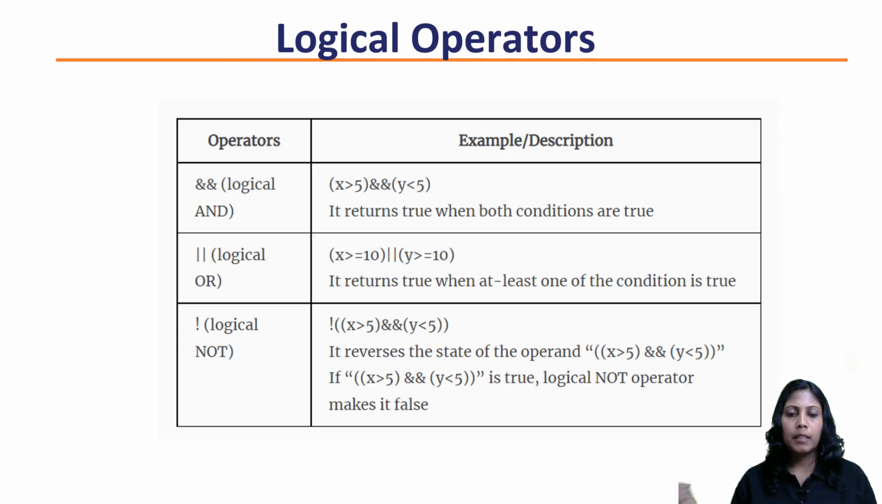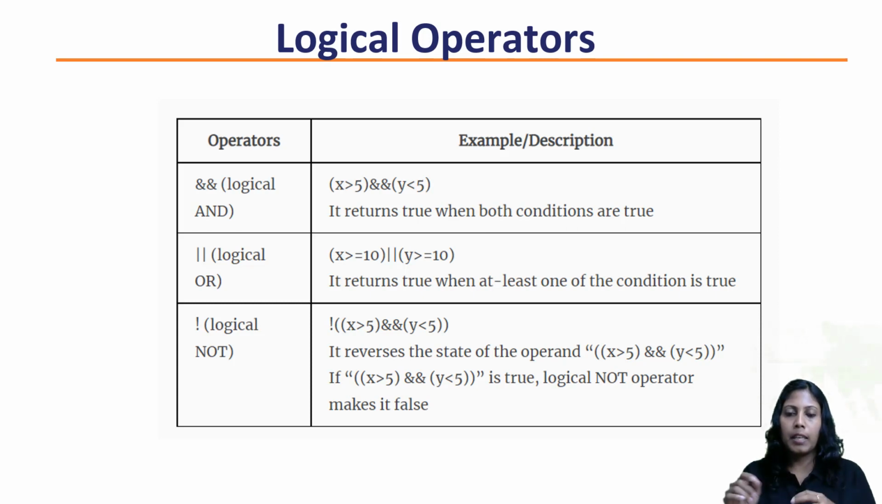Then the third one is a little tricky. We have to see that properly. Not, then x greater than 5 and y less than 5. If both conditions are true, x greater than 5 and y less than 5, then inside that round bracket, if both conditions are true, it will give true.